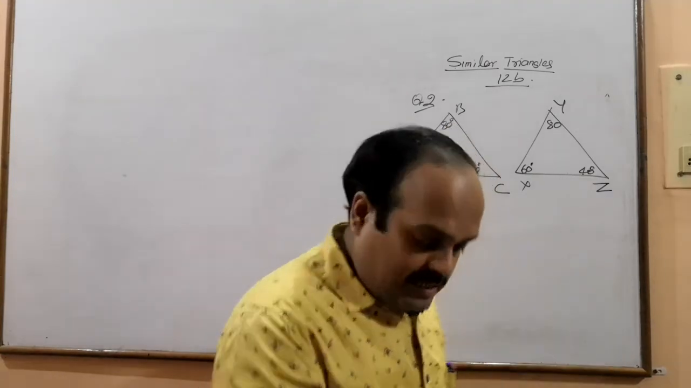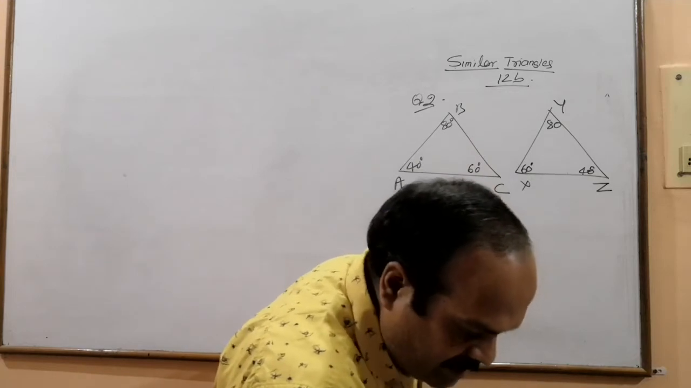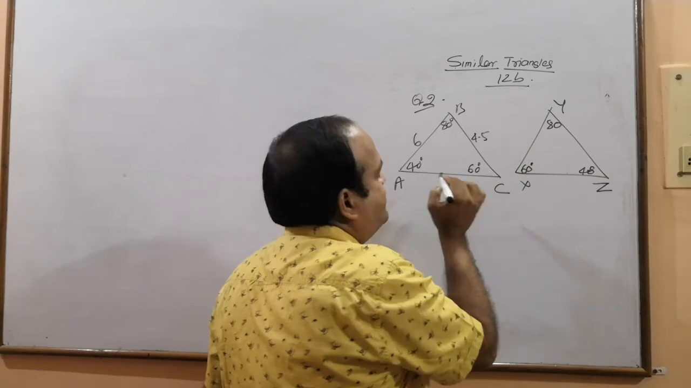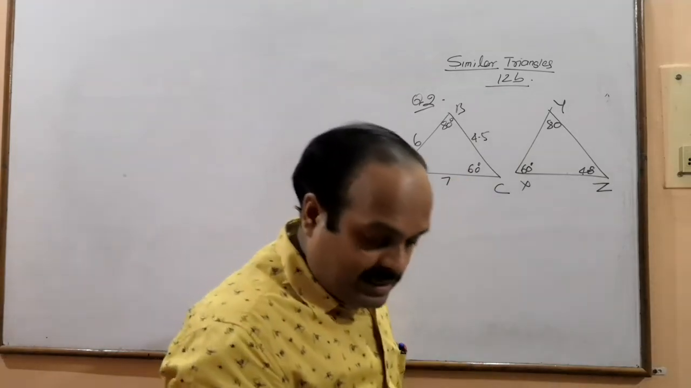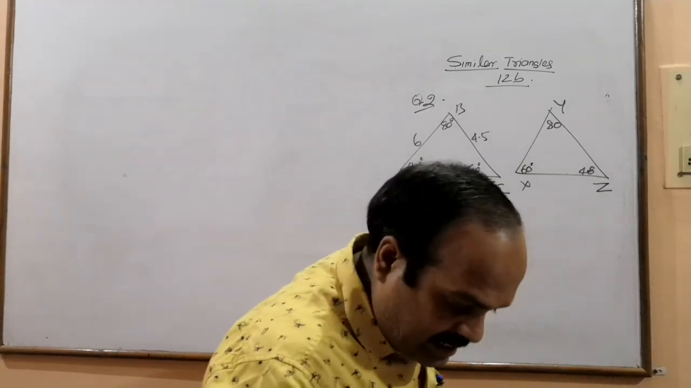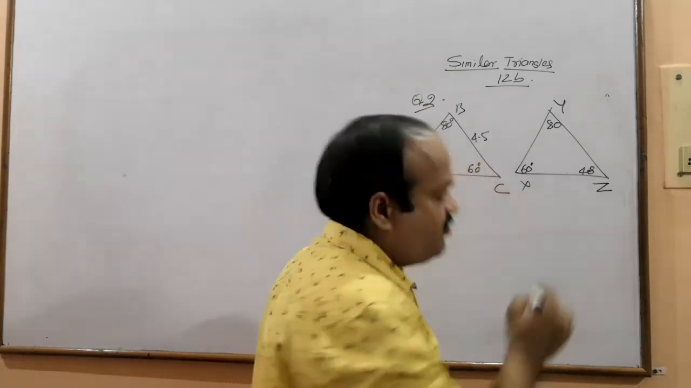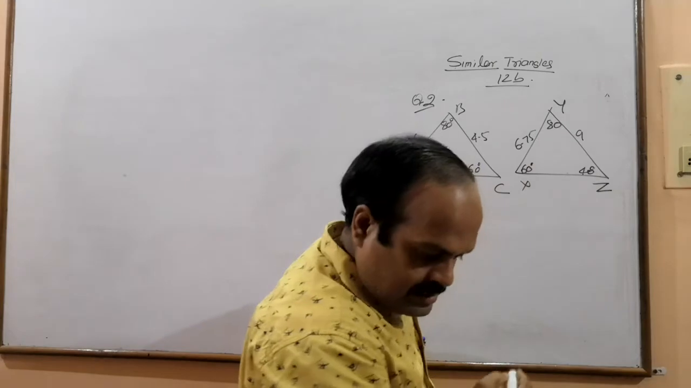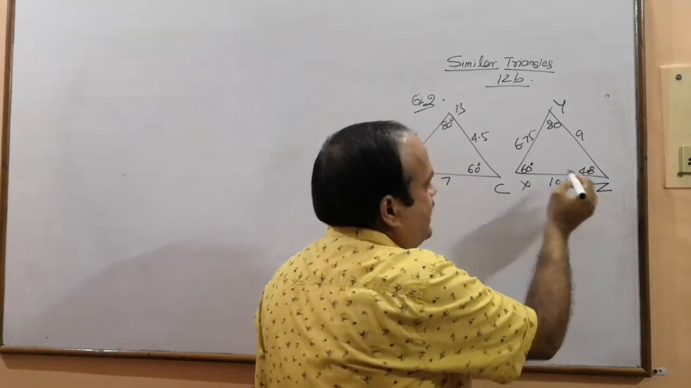One more thing, let me mention 6, 4.57, 6, 4.57. These are the lengths of the sides of the triangle. First one here: 9, 10.5, 6.75.